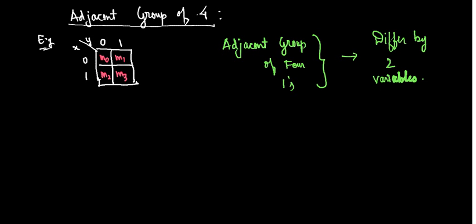Now we are forming the groups. If you are making a group of 2, it should differ by 1 variable. If you are making a group of 4 ones, it should differ by 2 variables. So what is the possibility of forming a group here? There is only one possibility, isn't it? So check here, if I am combining all this, these are said to be adjacent if they differ by 2 variables. See, both the variables are changing.